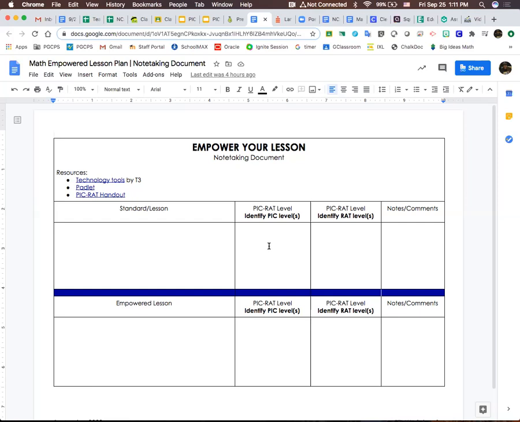As a group, you discuss what level you believe for each part of the lesson on PICRAT, and then your goal is to take it up to the next level on the empowered lesson piece, and figure out how you can do that. What I am also going to do with the Pear Deck is release it to where it's student led, so that you all can move back to the actual model, and you can still move forward again to click this note-taking document.